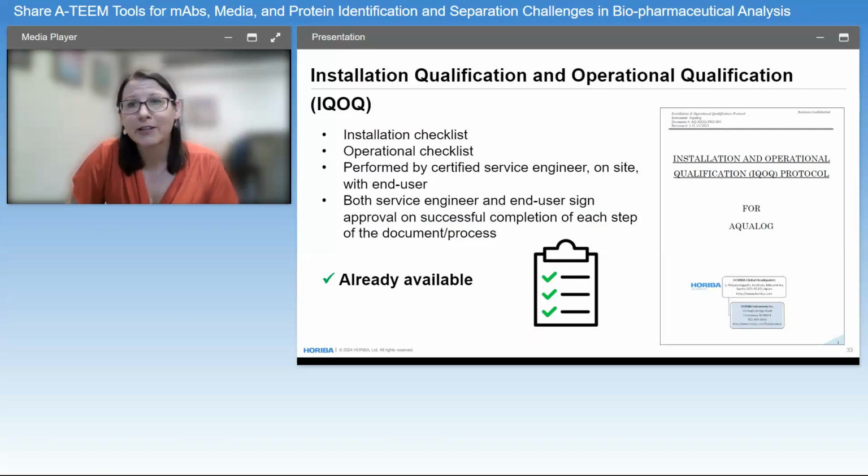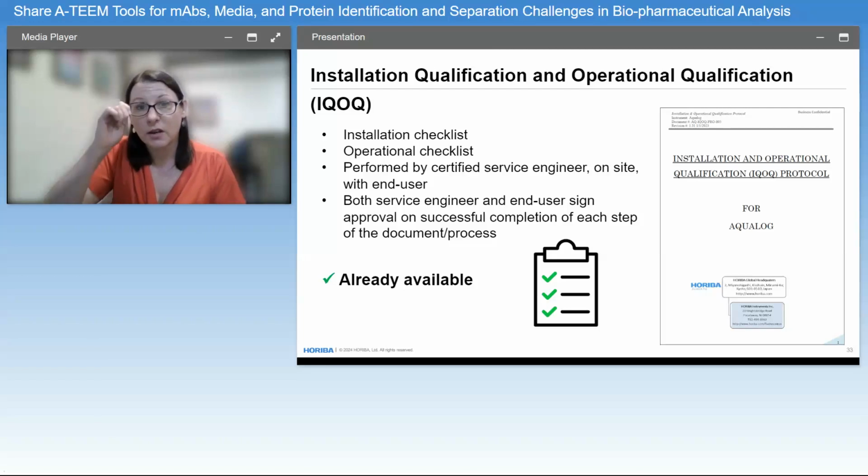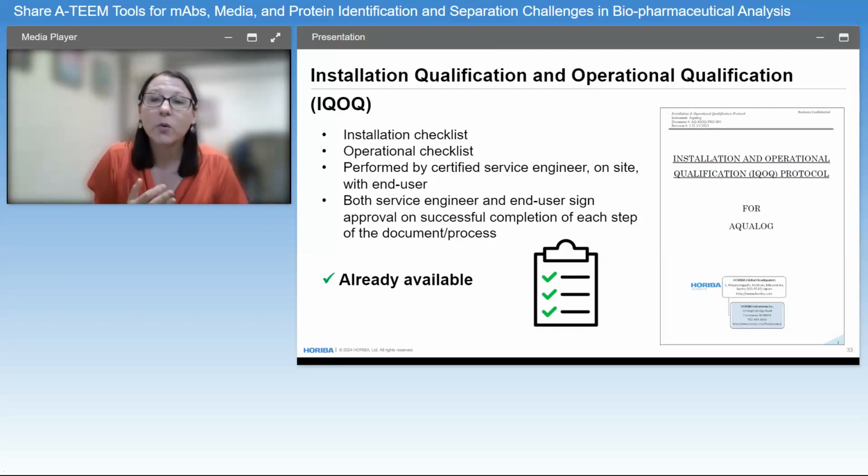The next part of the compliance package is the IQ-OQ document. This document is a complete installation checklist and operational checklist for installing and testing the operation of the instrument. It's done by a certified service engineer on site with the end user, and both the service engineer and the end user, which is you, approve this on successful completion of each step. Okay, so this is already available from HORIBA, but it's required by anyone that uses the instrument in a GMP environment. So I wanted to point this out. It is available. We have it, and it can be used for A-TEEM and for the Aqualog.